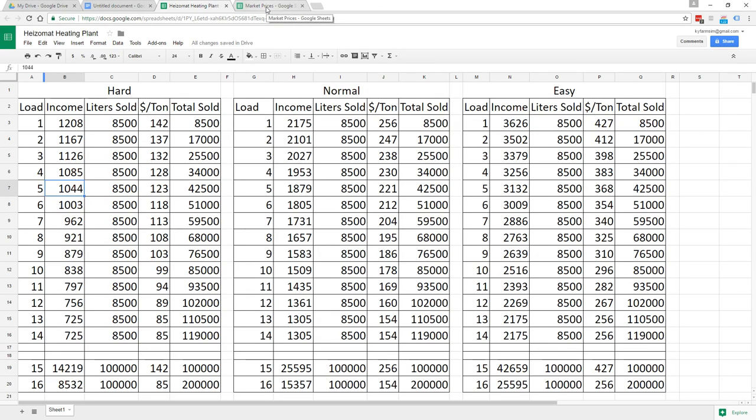So even though the Heizomat itself doesn't actually tell you what the current going price is, knowing all this information now, you could, if you wanted to, keep track of it and figure out what the price is.